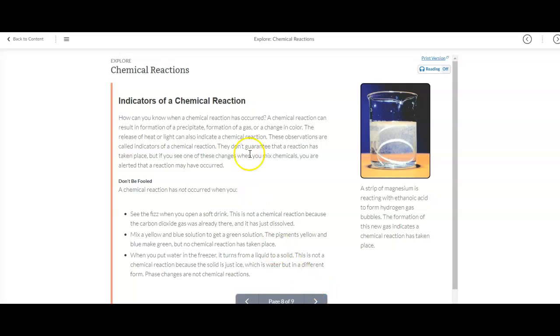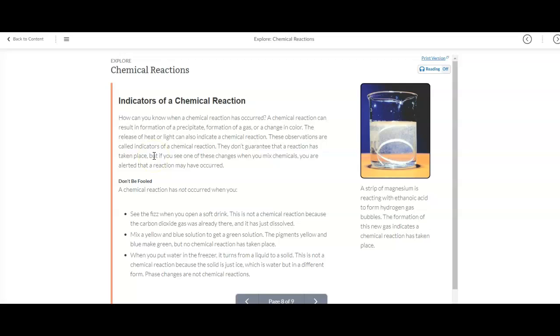So I would write down all of these things. How do you know a chemical reaction has occurred? I would say formation of a precipitate, formation of a gas, change in color, release of heat or light. So all of those things. The observations are called indicators of a chemical reaction. So those are called indicators. You may just put out to the side a big arrow pointing: all of those things are indicators.